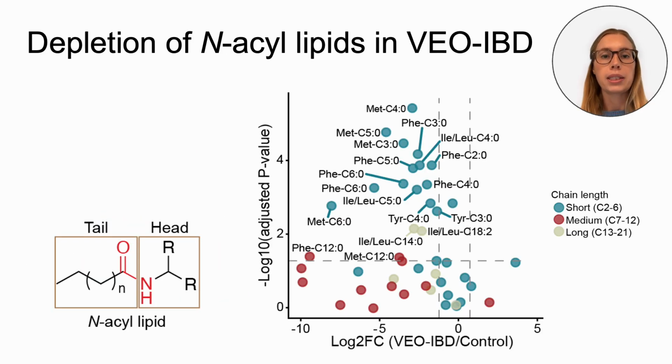One of the major classes of metabolites that separated VEO-IBD from control was the N-acyl lipids. N-acyl lipids are molecules that consist of a fatty acid and an amino-containing group linked by an amide bond. And interestingly, we found that several of these short-chain N-acyl lipids were significantly depleted in VEO-IBD. And we don't know exactly the role of these metabolites yet, but there are studies indicating that they are important for immune regulation.